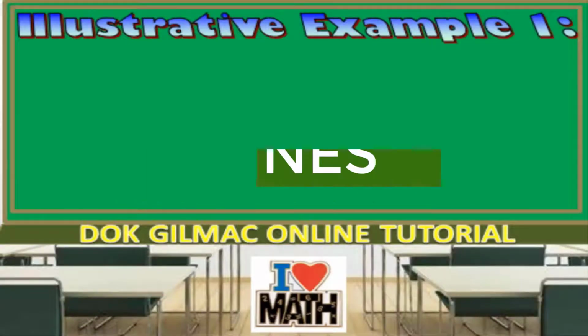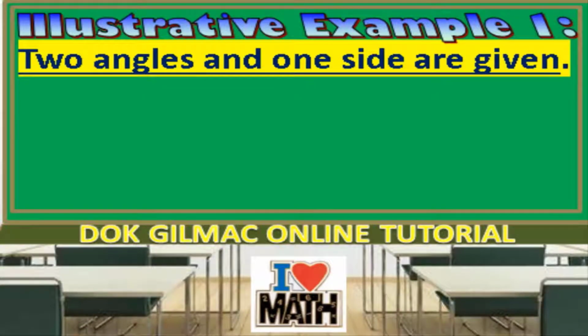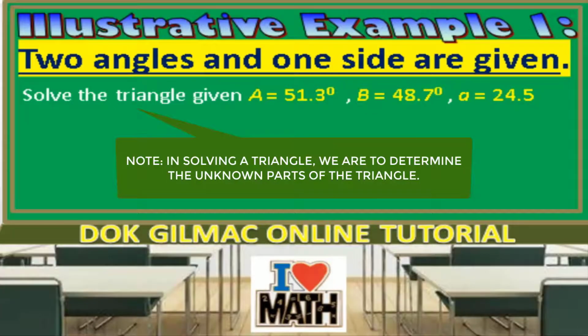Consider illustrative example number 1. Two angles and one side are given. Solve the triangle given angle A is equal to 51.3 degrees, angle B is equal to 48.7 degrees, side a is equal to 24.5 units. In solving a triangle, we have to determine the unknown parts of the triangle. The first thing we have to solve here is angle C.